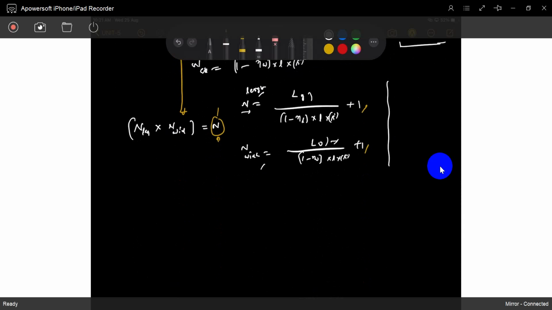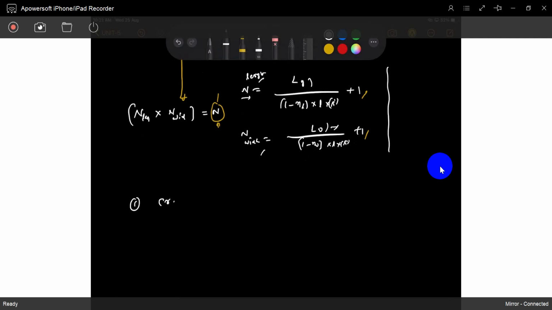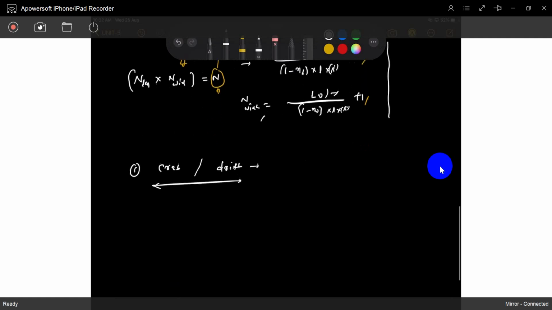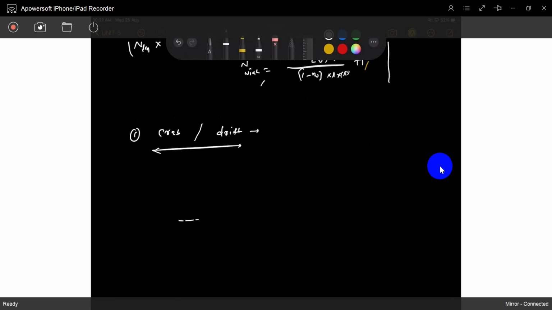See now, one thing: in taking photographs, one difficulty will come. So what is the difficulty? Crab and drift. So what is crab and what is drift? If you see, the flight lane is moving, the flight lane is exact and perfect, but the optical axis may be somewhat tilted, a small tilt will happen. Exactly, it can't take the photographs exactly vertical. So the photographs will come like this.